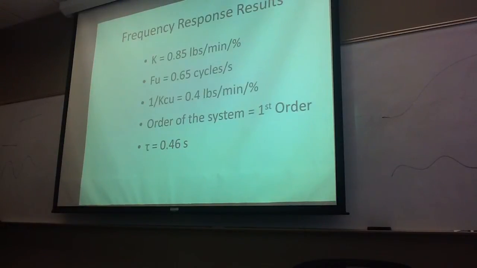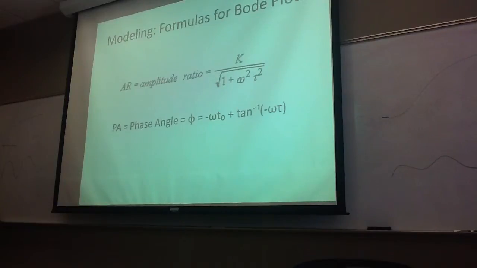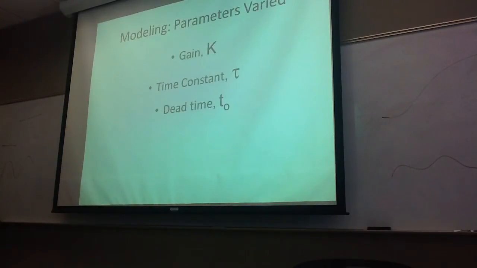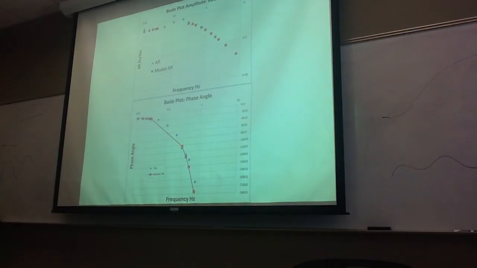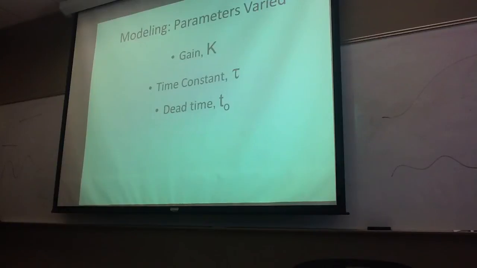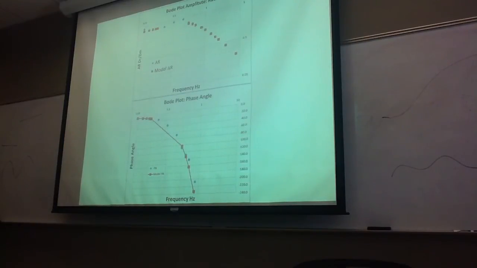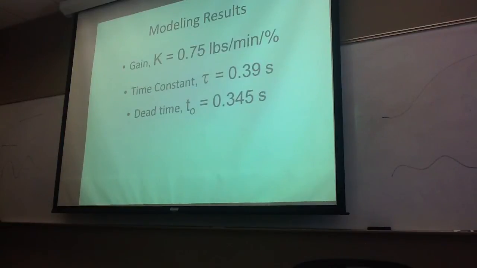Now this is going to get compared to modeling the frequency response. These are the key formulas used to do that. What you wind up with is you're going to manipulate these three parameters in order to essentially lay your model amplitude ratio and your model phase angle on the same Bode plot over the experimental values. By manipulating these three values, you'll get an overlay until they match. And the model results for those were K of 0.75, a time constant equal to 0.39 seconds, and a dead time of approximately 3.4 seconds.